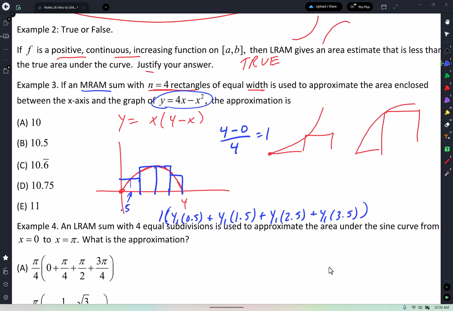I'm just doing width times height. The height is dictated by the curve, the y curve. So how do I figure out the height? I just plug in my x value. I'm at 0.5, so I plug 0.5 into this.